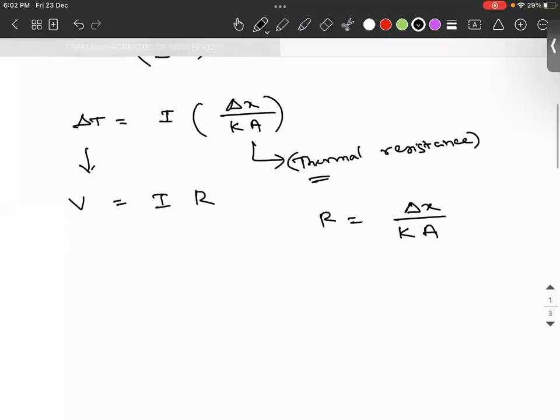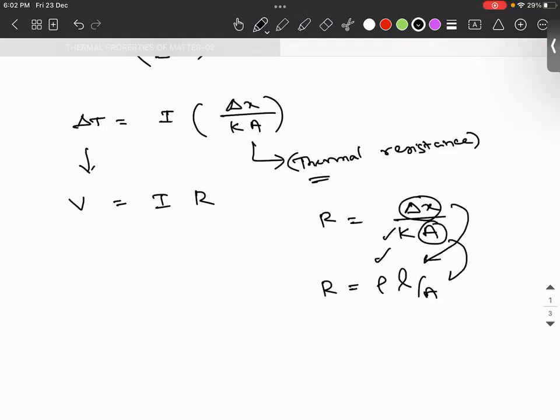You remember the resistance for electrical? It is rho into L divided by A. So instead of rho, you have 1 by K, because K is thermal conductivity, and 1 by K will be thermal resistivity, if at all a name existed. In the place of delta X you have L, and in the place of A you have A itself. That is why you also call delta X divided by K into A the thermal resistance. This will help you solve problems when two solid rods of equal cross-section area are connected in series or parallel.